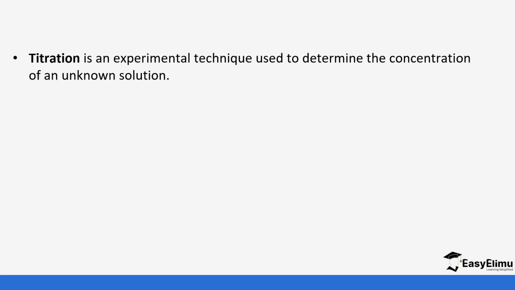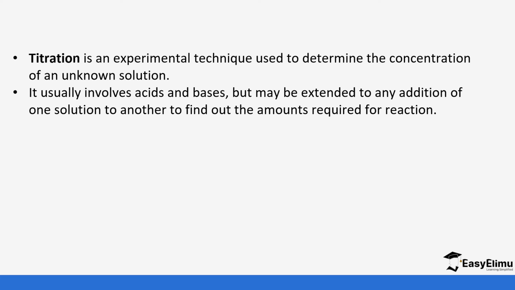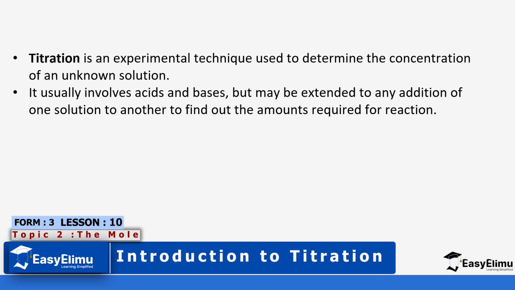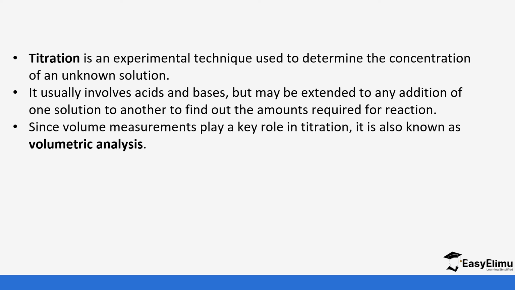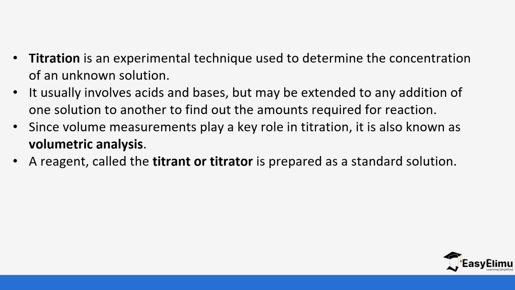First of all, titration is an experimental technique used to determine the concentration of a known solution. It usually involves acids and bases. This can be soluble or insoluble bases. That is what we are going to be using for the titration experiment. But it can also be extended to any addition of one solution to the other to find out the amounts required for reactions. Since volume measurements play a key role in titration, it is also known as volumetric analysis.